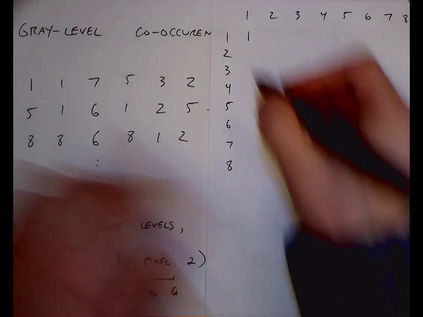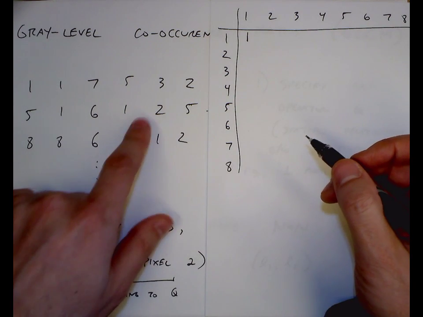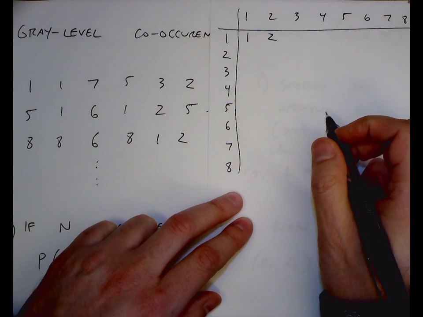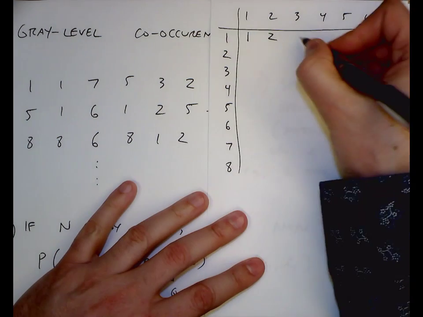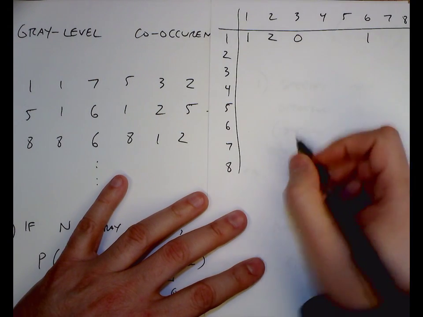How often did I see 1, 2? I see it once here, and I see it once here, so I'm going to put a 2 in this box. How often did I see 1, 3? I don't see any over here, 0. And go on, right? So I see there's 1, 1, 6. I see there's 1, 1, 7. I see there's 0, 2, 1s.